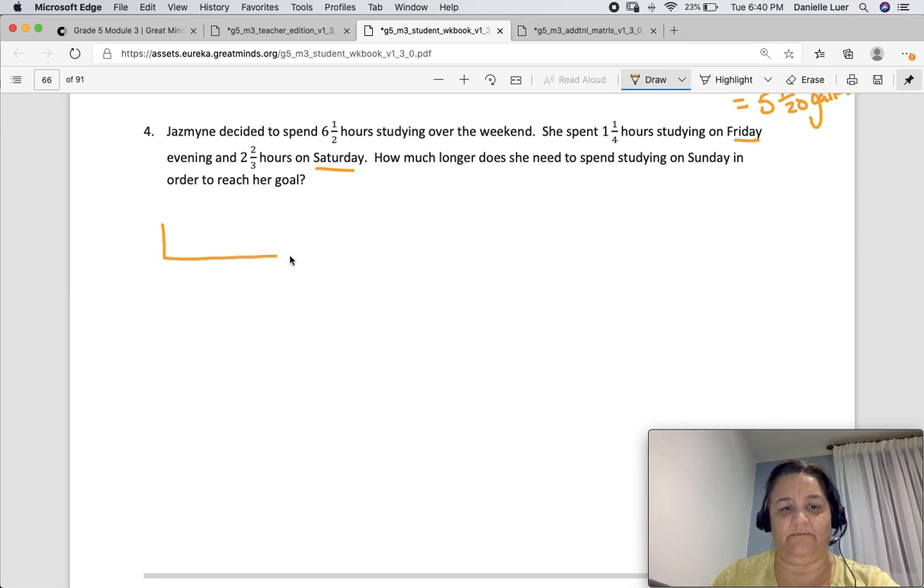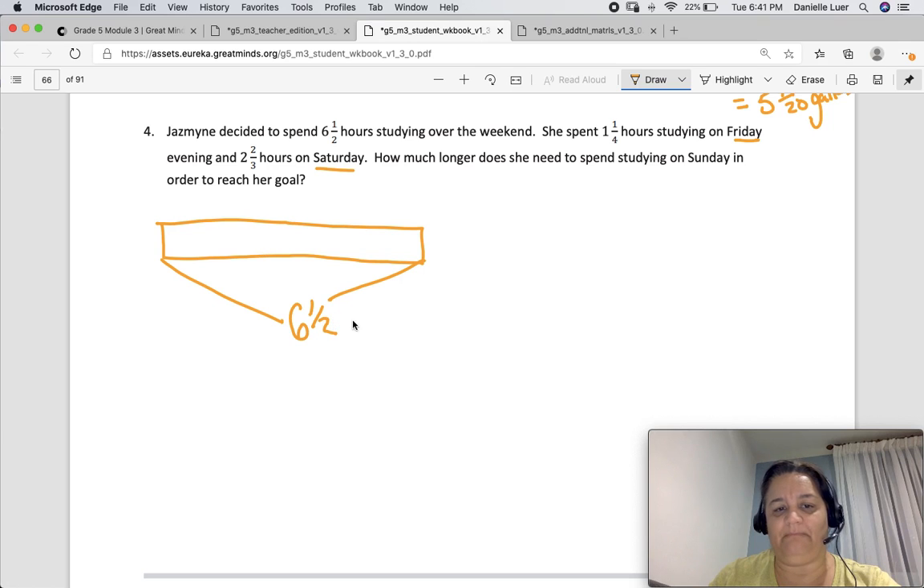Okay, so this looks like a two-part problem to me. Her goal is to study for 6.5 hours. You should study for 6.5 hours before every test. That would be great. She decided to spend 6.5 hours studying over the weekend. So that's the total. Hours is our label. She spent 1 1/4 of an hour on Friday. Then she spent 2 2/3 of an hour on Saturday. And then how much is she going to have to spend on Sunday?